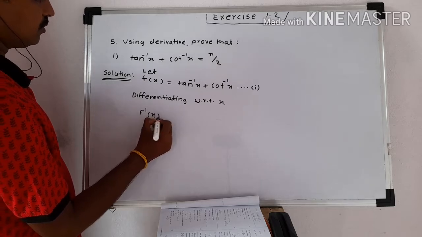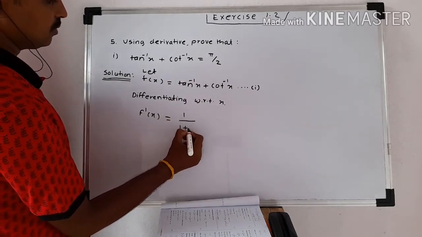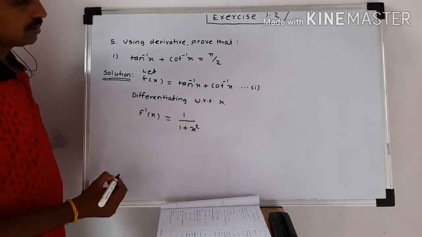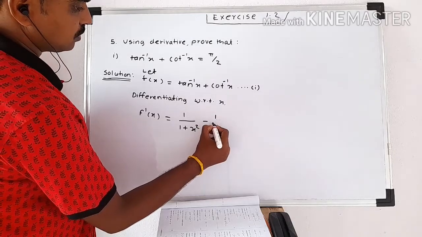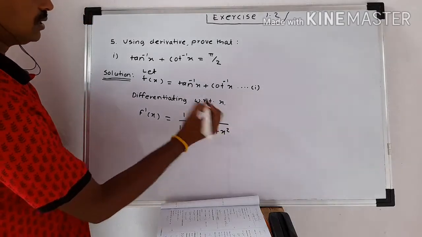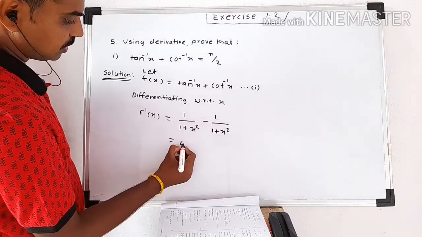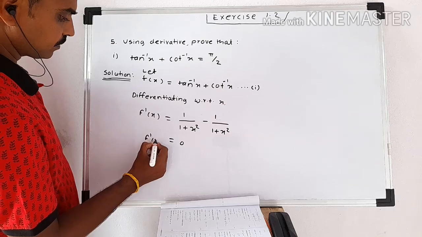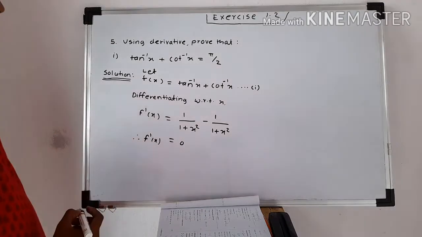what will be the derivative of tan inverse of x? The derivative of tan inverse of x is 1 divided by 1 plus x square. The derivative of cot inverse of x is minus 1 divided by 1 plus x square. Same derivative with opposite sign, and the same terms are there, therefore f dash of x equal to 0.